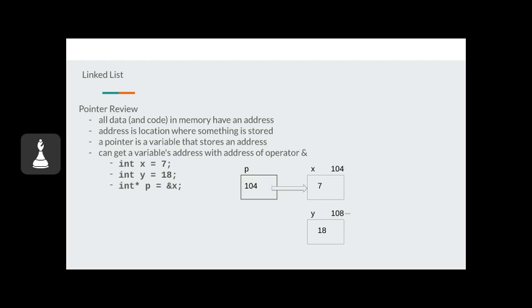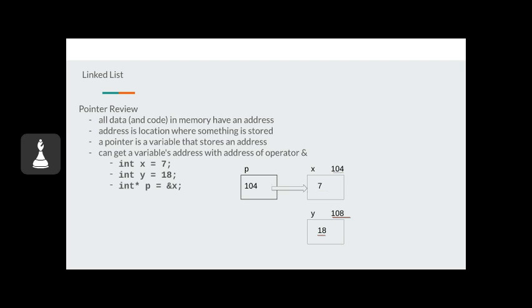Now the values 104, 108, I just made them up. They're fictitious addresses. We don't get to set those as programmers. We'll see how we can view them later, but right now I just created these fictitious values. So really important to realize that the value of x is 7. The address of x is 104 in this made-up example. The value of y is 18. The address of y is 108 in this made-up example.